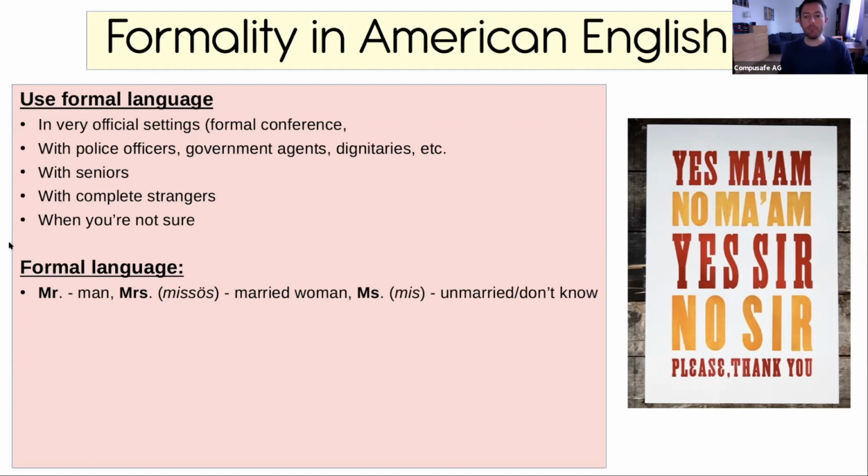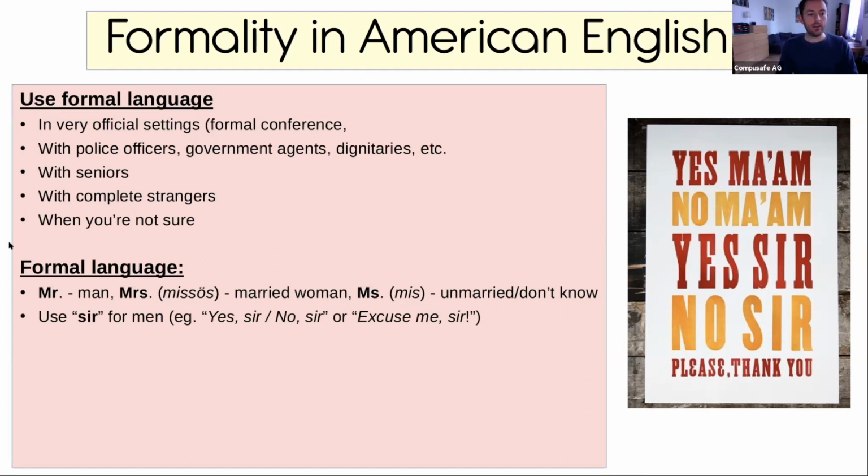And then Ms. is what we say for a woman that is unmarried, or if we just don't know. So that's the safe one. So if you're writing an email to a woman and you don't know if she's married, which is usually the case, because especially in today's world, we just don't know, use Ms. And so you can say, dear Ms. Johansson or something like that.